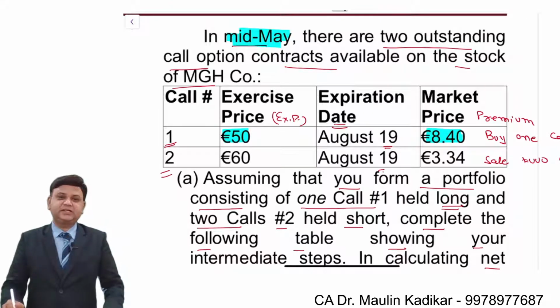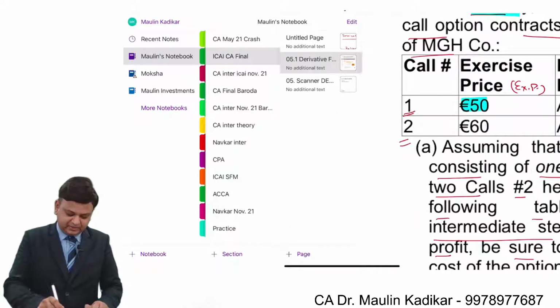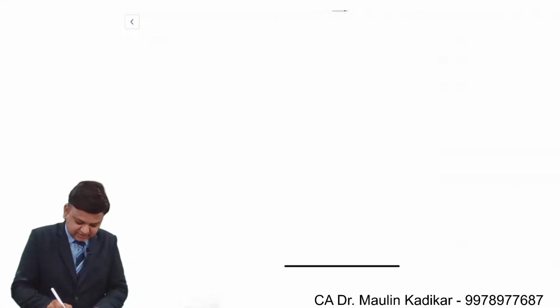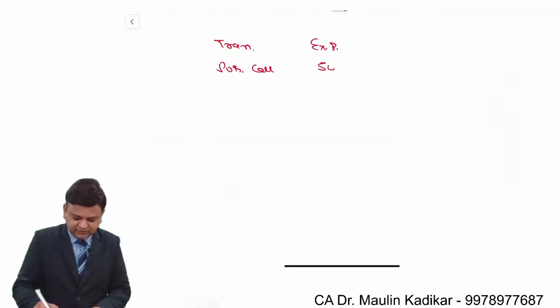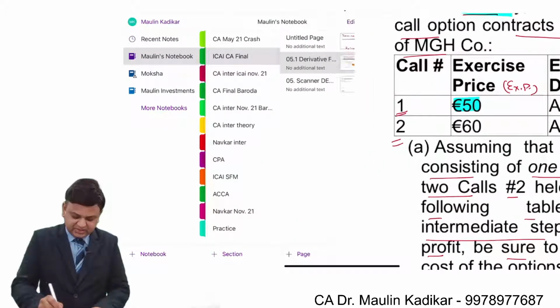Let us understand how to make the calculation of the premium. You have purchased this option. So when you purchase the option, then you have to pay the premium. So we understand that the transaction is like this. Purchase call for exercise price 50, and when you purchase you are required to make the payment of the premium, that is 8.4.